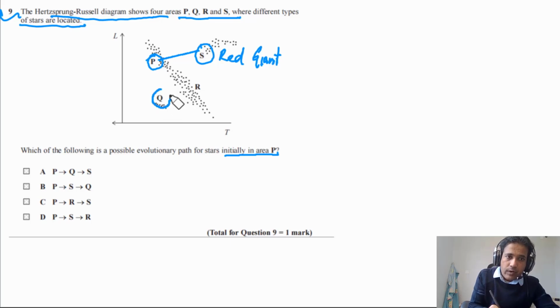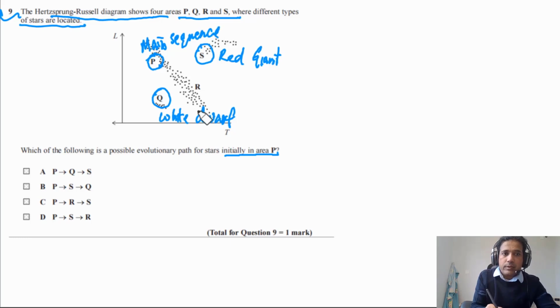So this is the white dwarf. They will not come back to the main sequence again. So this area is representing white dwarf. So this is how you need to understand. First of all, it is a main sequence star, then it becomes a red giant, and then it becomes a white dwarf. So the answer for this one has to be P, S and Q. P, S and Q. So the answer for this one is B.